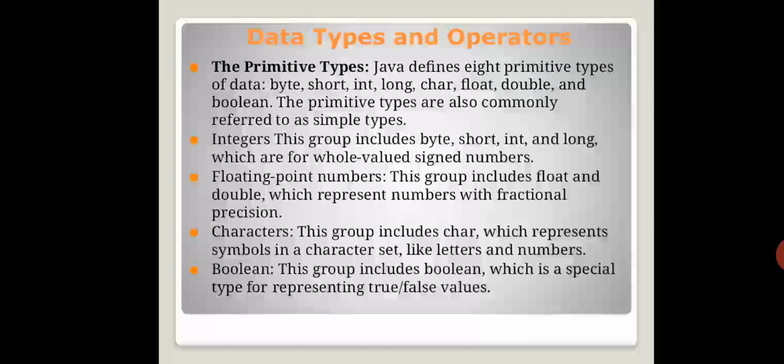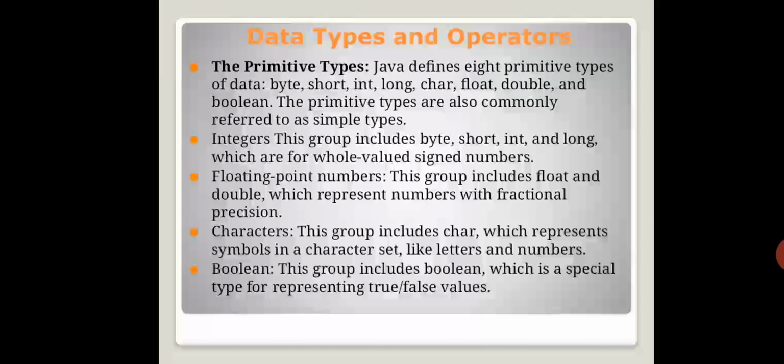But these are the primitive types which are available in Java as well as C. These data types are commonly referred to as simple types. Now the next point is integers. The group includes byte, short, int, and long, which are for whole valued signed numbers.